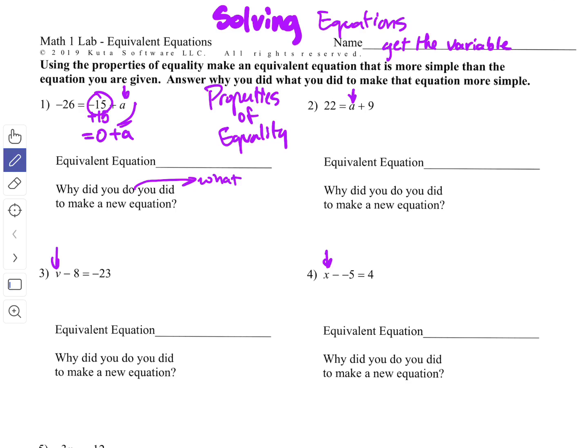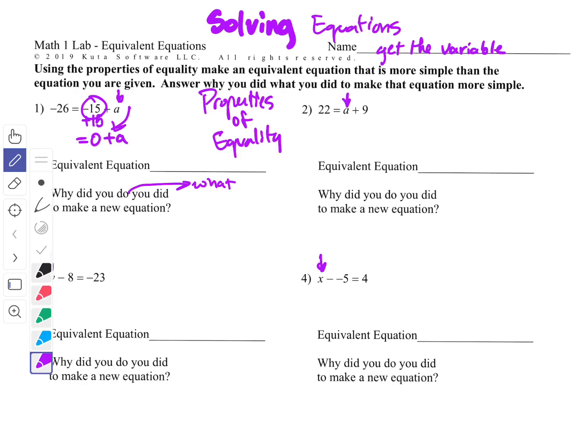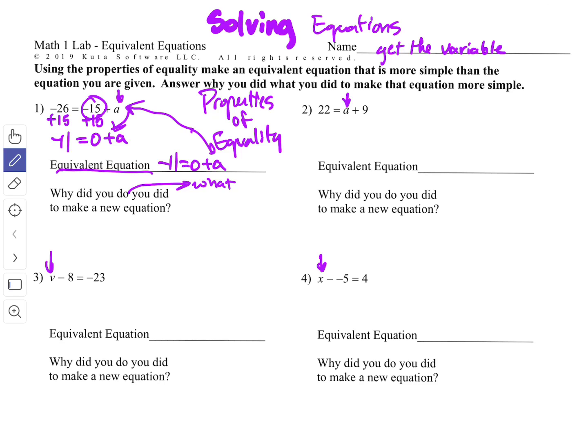If we don't maintain that equality, it's because of those properties of equality. The addition property of equality, subtraction property of equality, multiplication and division properties of equality tell us that I can do anything I want to either side as long as I do it to the other side, okay? But we use that idea to make an equivalent equation that's more simple. Like in this case, we added 15 to both sides, which gave us negative 11 equals a, because we can drop off that plus 0, because adding 0 does nothing, okay?